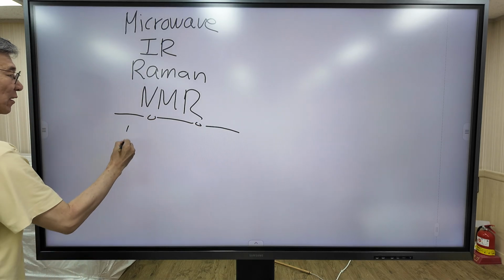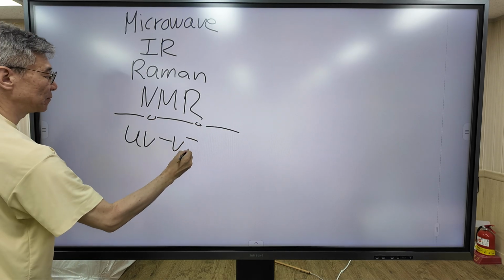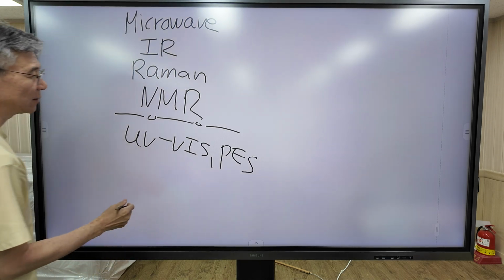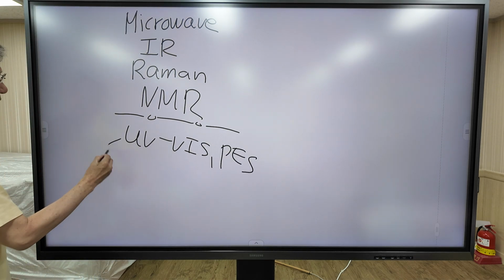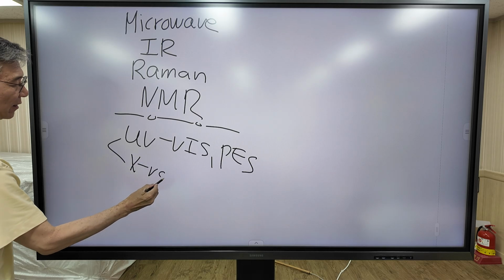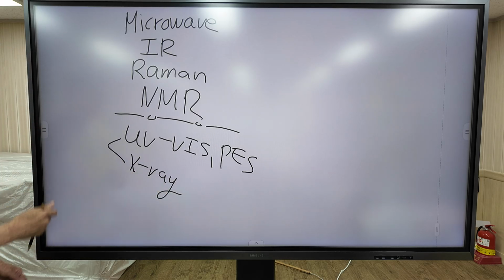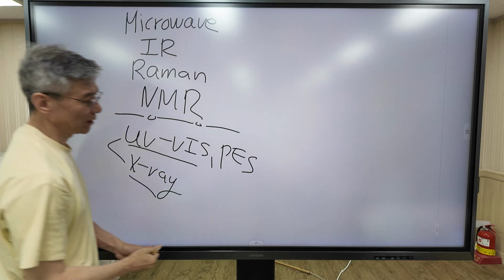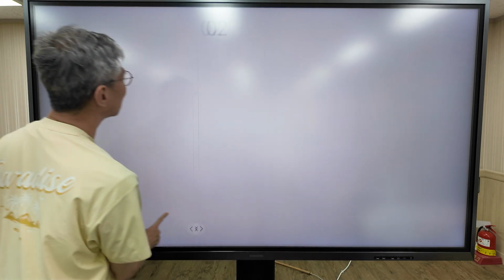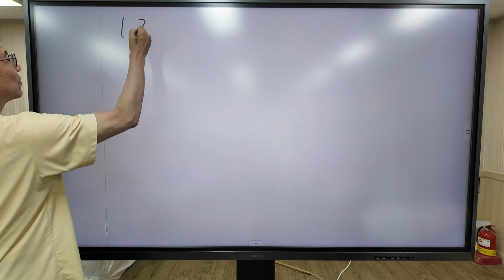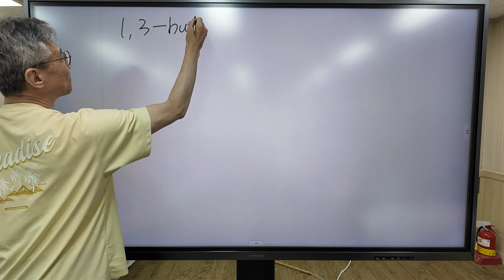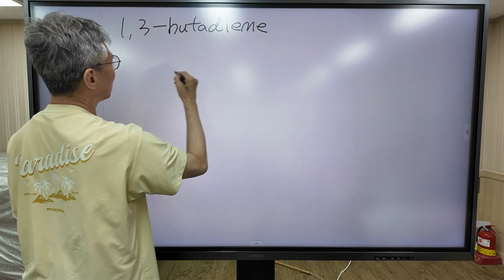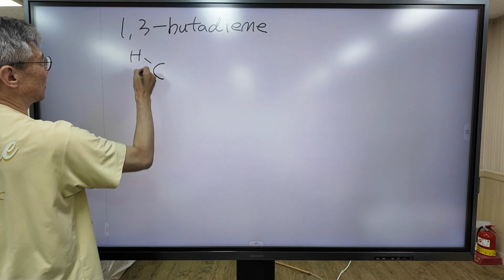Today we are going to study UV visible and photoelectron spectroscopy. In this lesson we are going to use UV visible and X-ray. When the molecule observes UV visible or X-ray, electron moves. Now consider this molecule, 1,3-butadiene. The molecule looks like this.